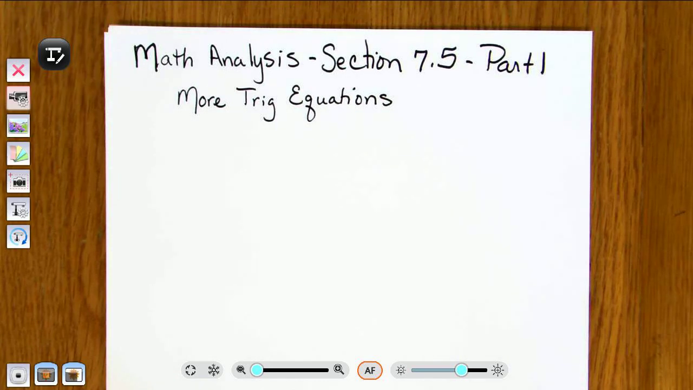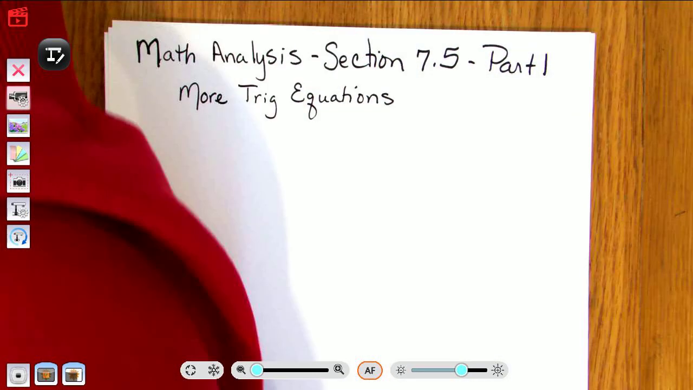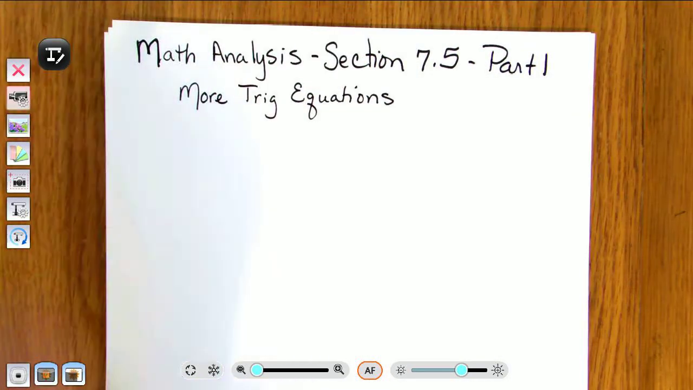Hi everyone, we're going to continue with learning how to solve trig equations. Section 7.5 has equations that are a little bit more complicated, so we'll be seeing some tricks that we need to do in order to get them to work. Some of these tricks will be using some of those identities that we've seen in the previous sections. So let's get started. And I'm just going to jump through some examples and see how they go.